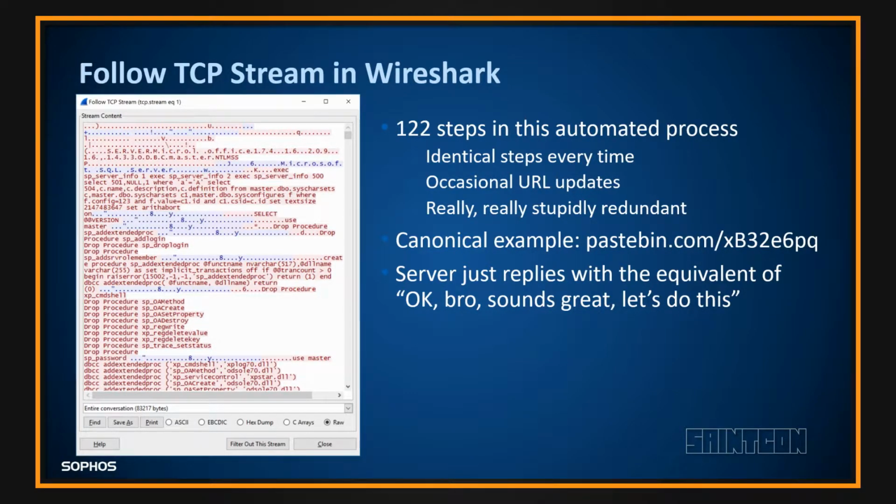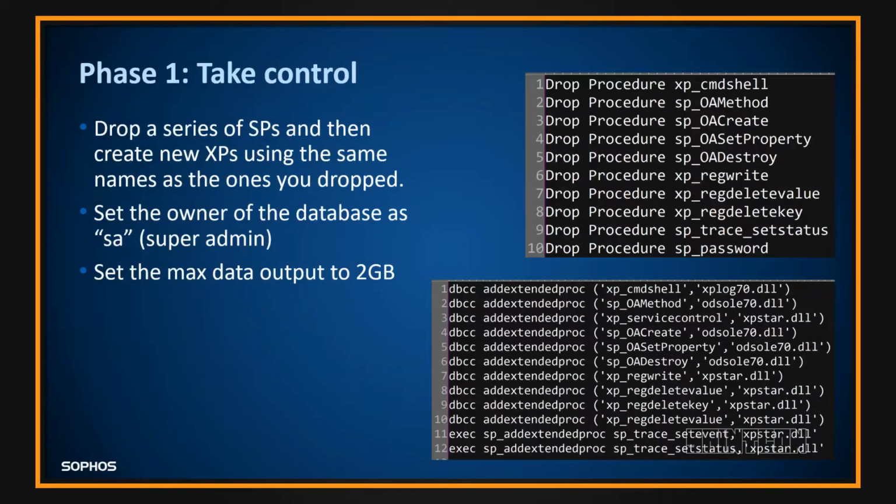There are only 122 steps that I've been able to identify. It always does the same 122 steps in the same order. I'm assuming that means this is automation. I certainly hope it's not the same guy typing in these commands. There's a link on Pastebin where I've posted the sequence of all of the commands. There are too many to go through, so I'm just going to summarize what most of them are. Basically, anytime the server gets a command, it just responds with, okay, let's do it, and we go and do some more stuff.